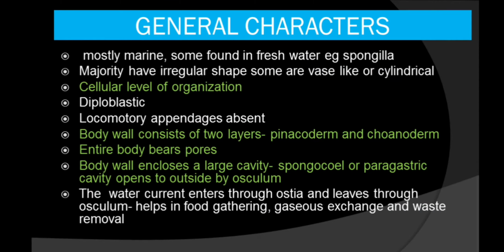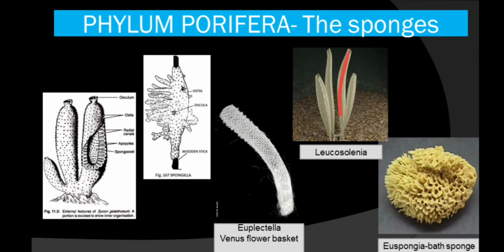Now let's talk about the general characteristic features of this phylum. Here you will find that most of these animals are marine, whereas some of them, for example Spongilla, is a freshwater sponge. Majority of them have irregular shape, whereas some of them are vase-like or cylindrical. So you can observe this. This is Leucosolenia, which is cylindrical in shape, whereas the Sycon is irregular in shape.